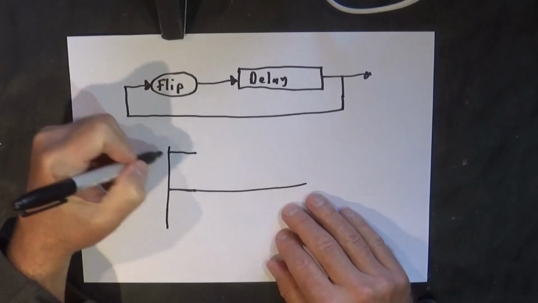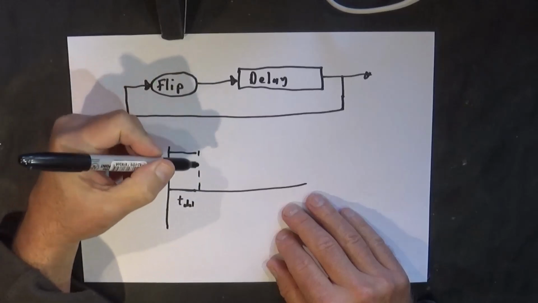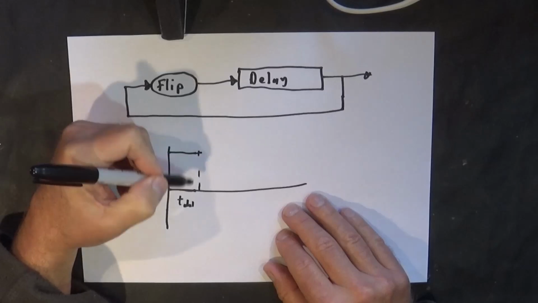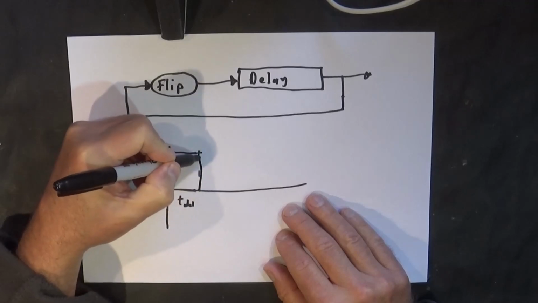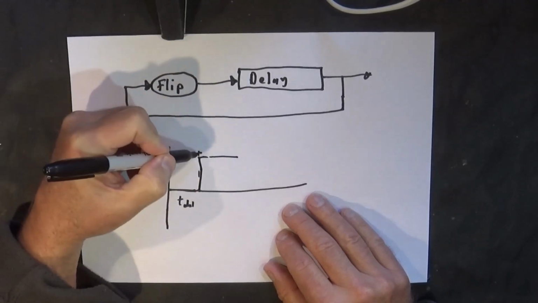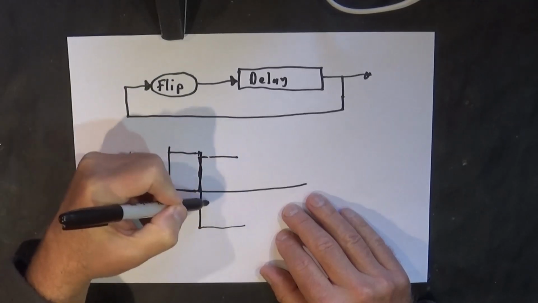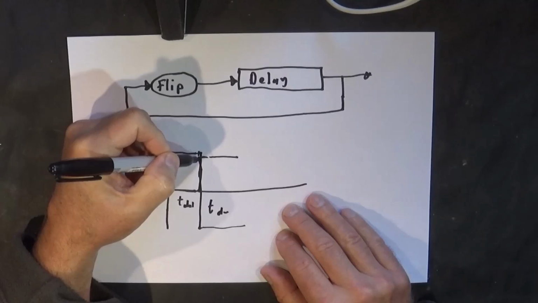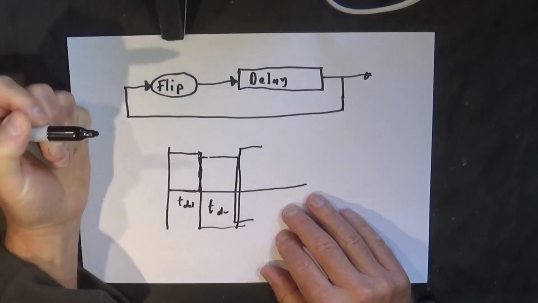so after the delay time, the output of the delay will go high. I've just shown it a bit lower, so the flip engine will go low. So after another T del, the output will go low, so the output of the flip engine will go high.